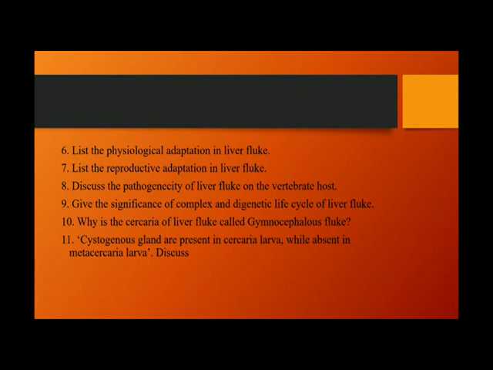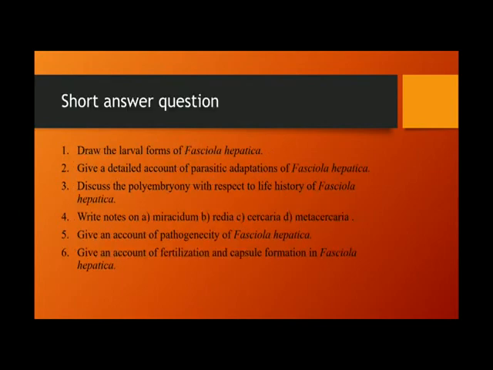Ninth question is, give the significance of the complex and digenetic life cycle of liver fluke. 10th question is, why is the cercaria of liver fluke called a gymnocephalus cercaria? 11th question is, cystogenous glands are present in cercaria larva while absent in metacercaria larva. Discuss the statement. Now coming to short answer type questions.